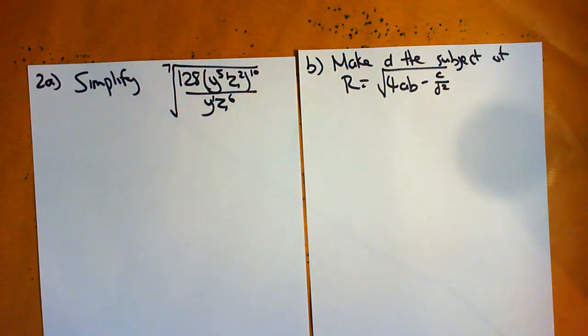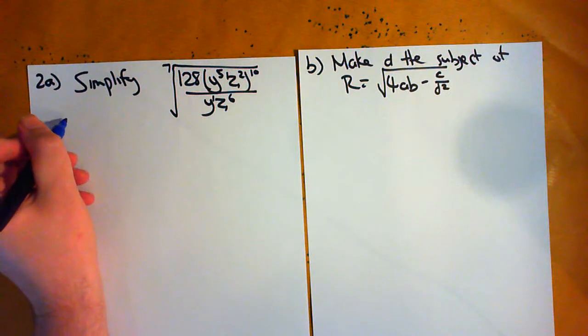Hello viewers, tutorial 7 question 2, and we are simplifying the 7th root of 128 y to the 5 z squared, all of that to the power of 10, all over y times z to the power of 6. So the first thing we're going to do is separate out the letter part from the number part.